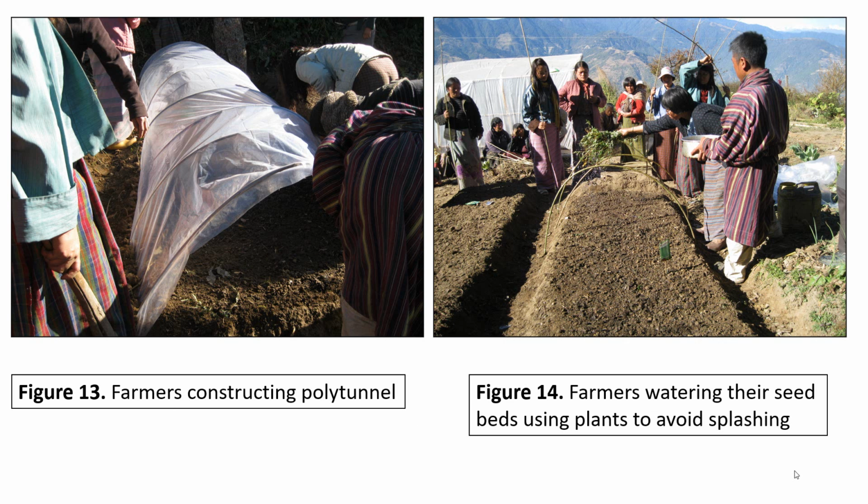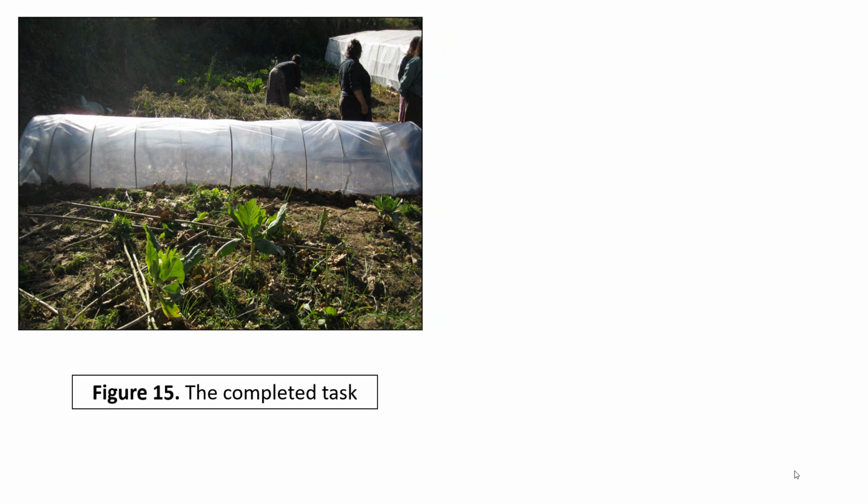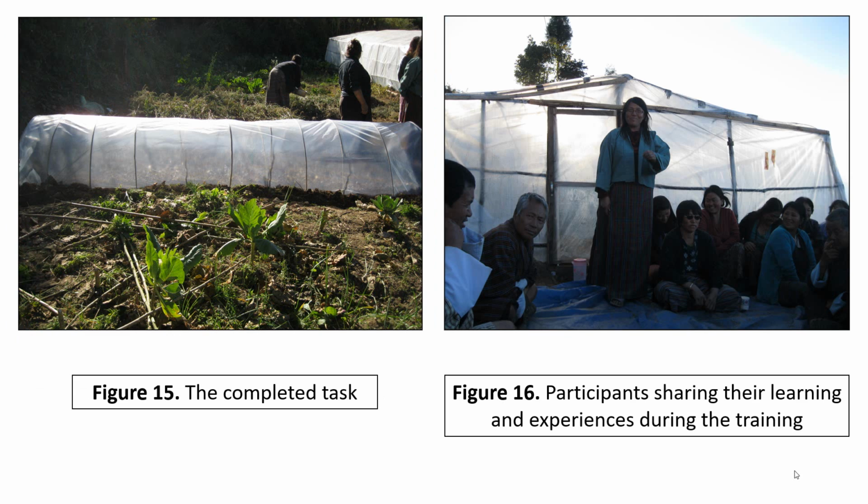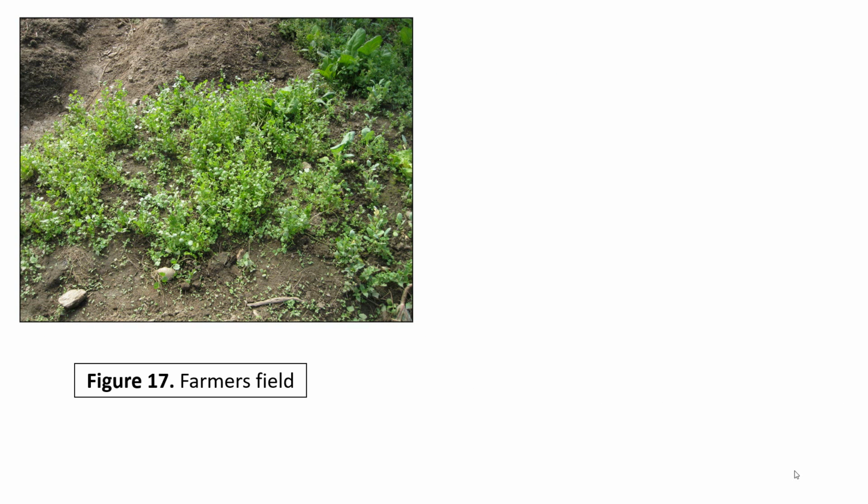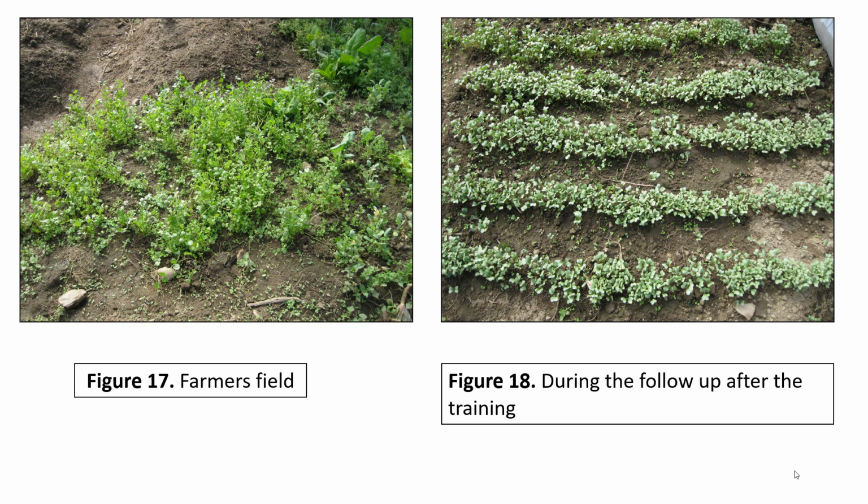Figure 14 illustrates farmers watering their seed beds using plants to avoid splashing. Figure 15 is the completed task. Figure 16 shows participants sharing their learning and experiences during the training. Figure 17 shows farmers' field. Figure 18 shows the training site during the follow-up after the training.